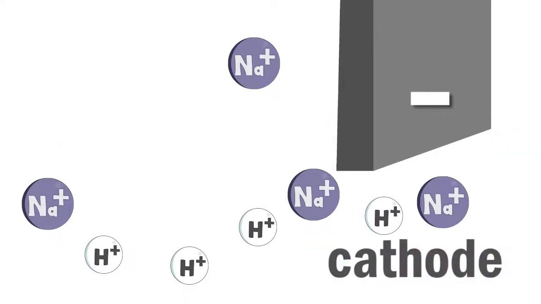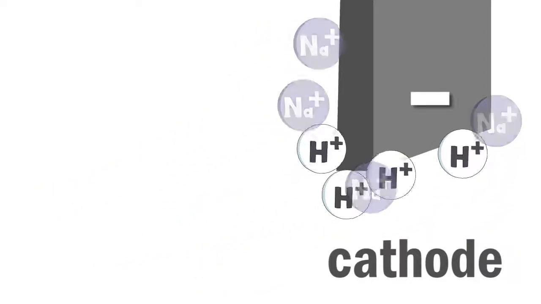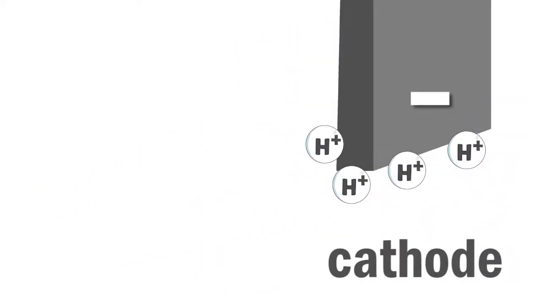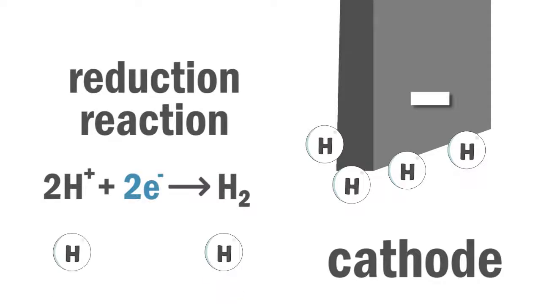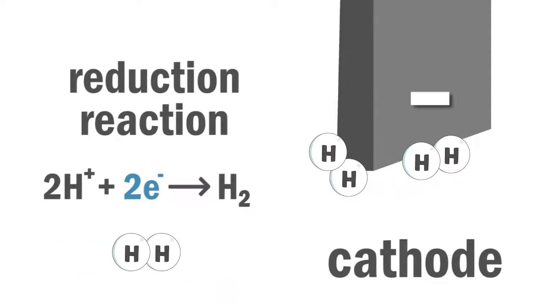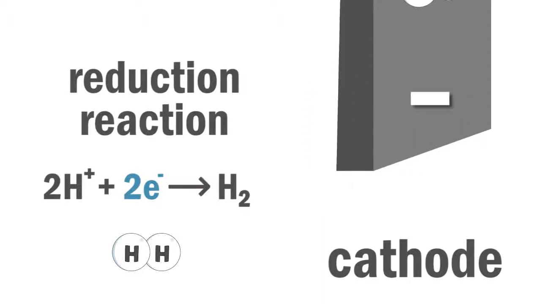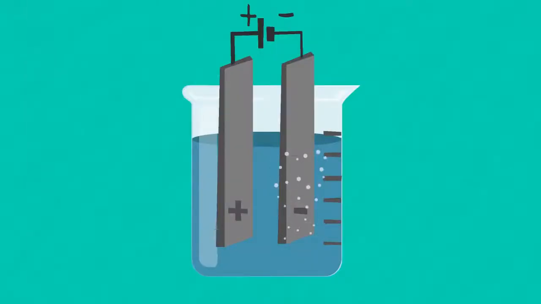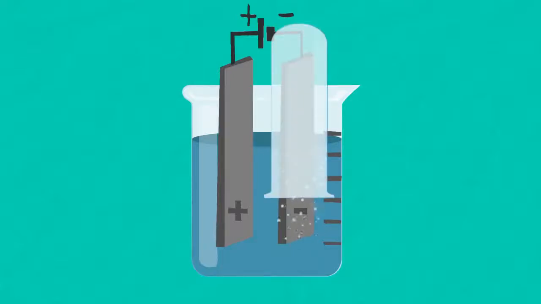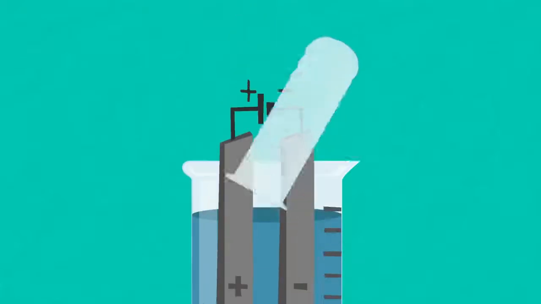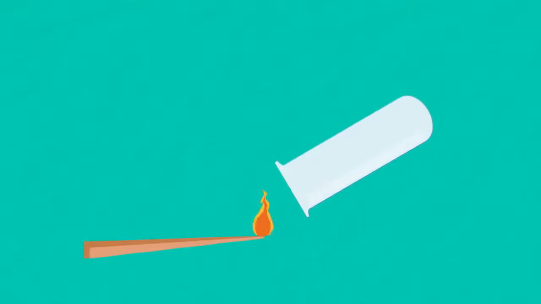It is negatively charged and attracts the positive sodium and the hydrogen ions. The hydrogen ions each gain an electron from the electrode to form hydrogen atoms. Here's the equation. 2 hydrogen atoms then bond to form a diatomic hydrogen molecule, and that's the hydrogen gas given off. The gas here is colourless and can be collected in a test tube. The test to prove that it is hydrogen is done with a burning wooden splint, and you'll hear a familiar pop as the hydrogen burns.